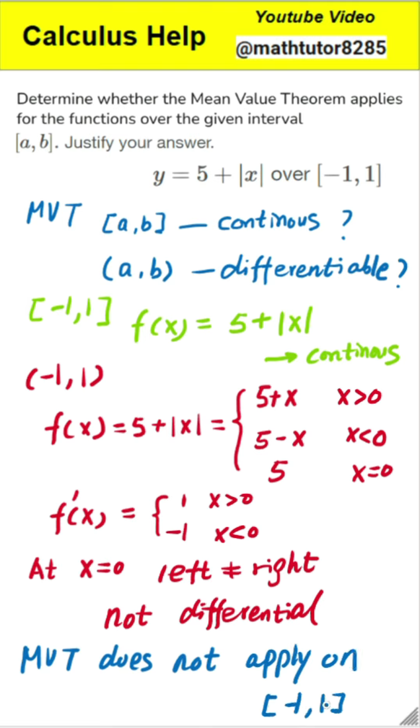When checking for the mean value theorem, don't stop at continuity. Always check whether the function is smooth and has a well-defined slope everywhere in the open interval. That's it for this question solving.